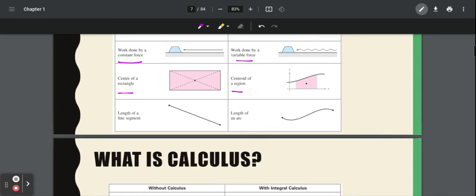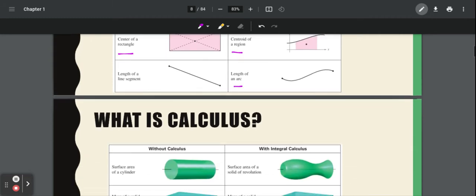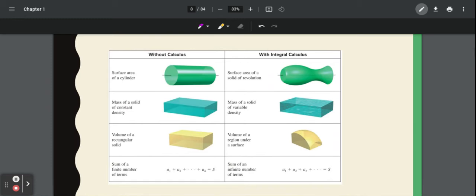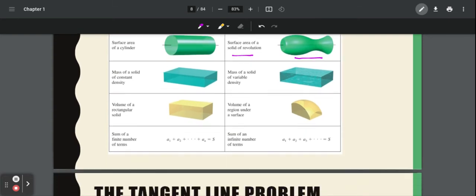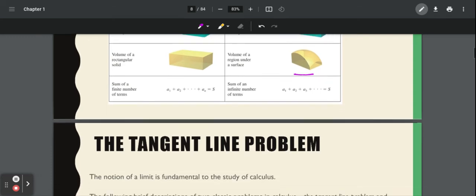And then without calc, the length of a segment. And then with calculus, the length of an arc. So again, that curved line. When we're dealing with volume, you have surface area of a cylinder versus surface area of a shape that is not a regular shape. You could do mass of a solid of constant density versus mass of a solid with a variable density, volume of a regular solid, volume of a region under a curve. So again, something that's not regular. And then the sum of finite numbers versus the sum of an infinite number of terms.